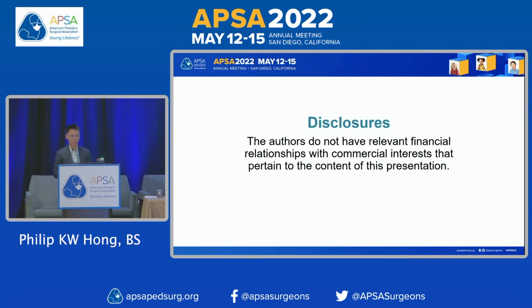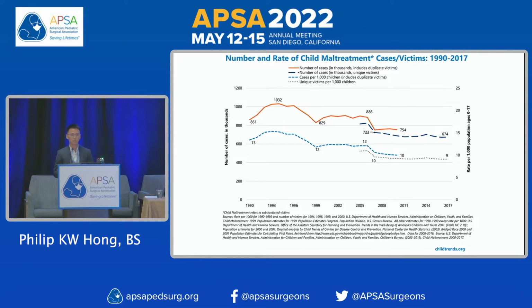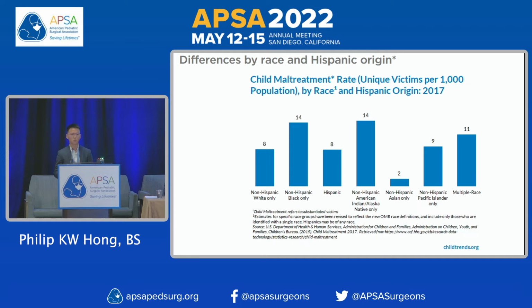Child physical abuse presents significant morbidity and mortality to the pediatric population. Rates of child physical abuse have decreased only modestly since the mid-1990s, despite the increased focus on child protection programs. Risk factors such as age, sex, socioeconomic status, and psychosocial comorbidities have been shown to increase the risk of victimization, with the figure here showcasing the difference that race plays as well.